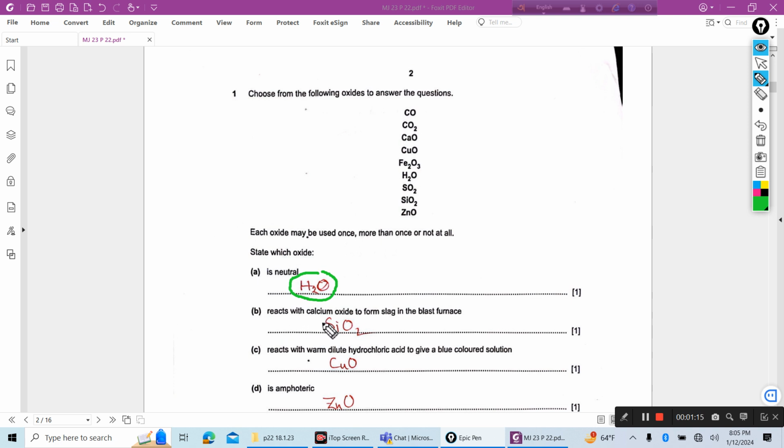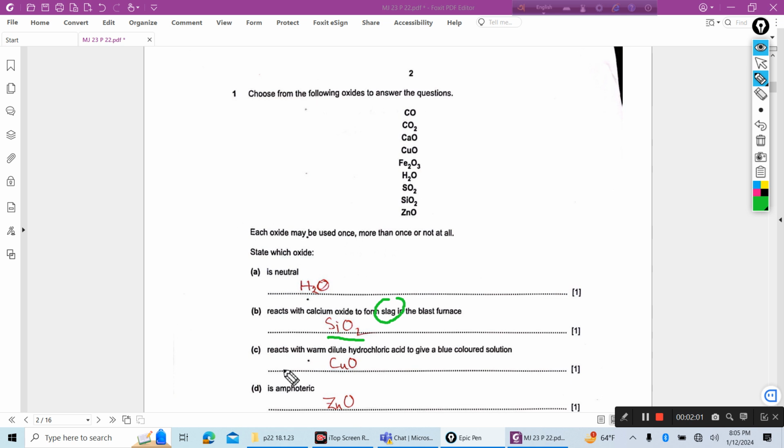B, reacts with calcium oxide to form slag in the blast furnace. You know, blast furnace extraction of iron. Calcium carbonate breaks down to form calcium oxide, and that calcium oxide reacts with sand, meaning silicon dioxide, which is present as an impurity in iron ore. They form calcium silicate, which is known as slag. So calcium oxide reacts with silicon dioxide to form slag.